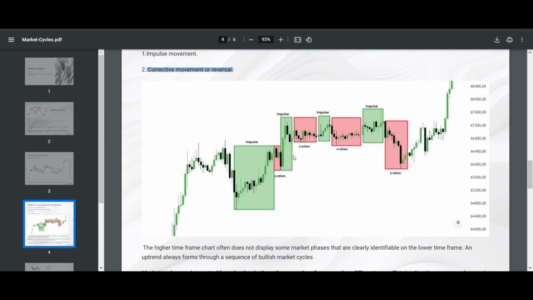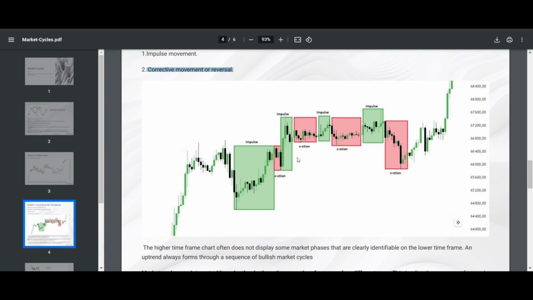A higher time frame chart often does not display certain market phases that are clearly identified on a lower time frame chart. An upward trend is always formed through a sequence of previous market cycles. Market cycles can interact with each other, both on the same time frames and on different ones. This implies the presence of multiple cycles within a certain price range, directed either in the same direction or in different directions. Let's note that they have a hierarchy of importance.